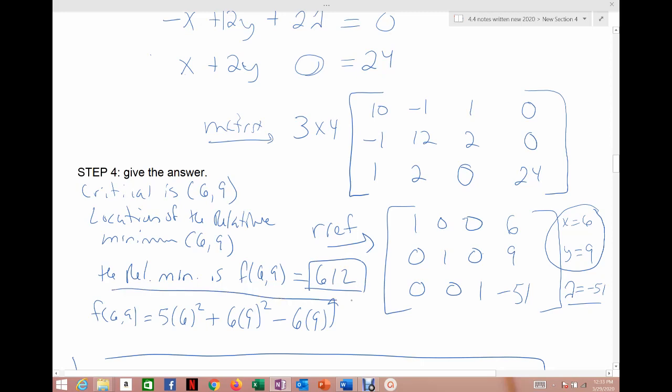So my relative minimum value for this function is 612, whatever it means, cost, revenue, profit, whatever it means. The minimum is found when x is 6, y is 9, within my constraint, so it still lands in my constraint, and the value is 612. And so that's the setup for the Lagrange method that we're going to be using.